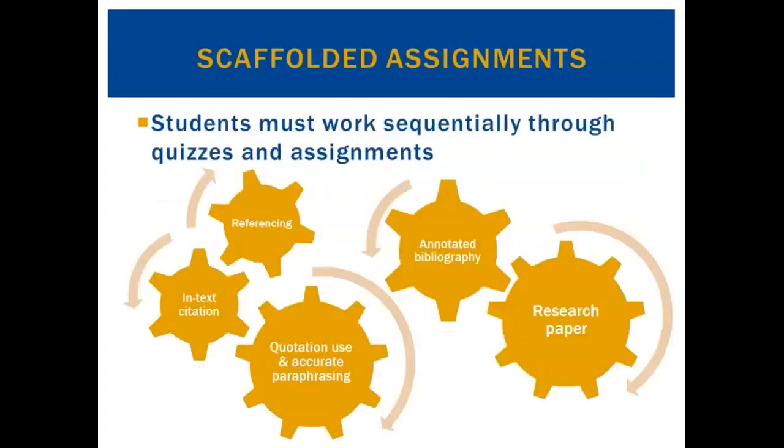So the PPP looks like this. Students work sequentially through quizzes and assignments, and they learn about in-text citation, going to referencing, going to quotations and paraphrasing, and then moving on to an annotated bibliography and culminating with the research paper that incorporates the sources from the annotated bibliography and talks about what academic integrity is. And they also, in this paper, reflect on what brought them to the PPP in the first place, what the incident was, and how they could avoid that next time.